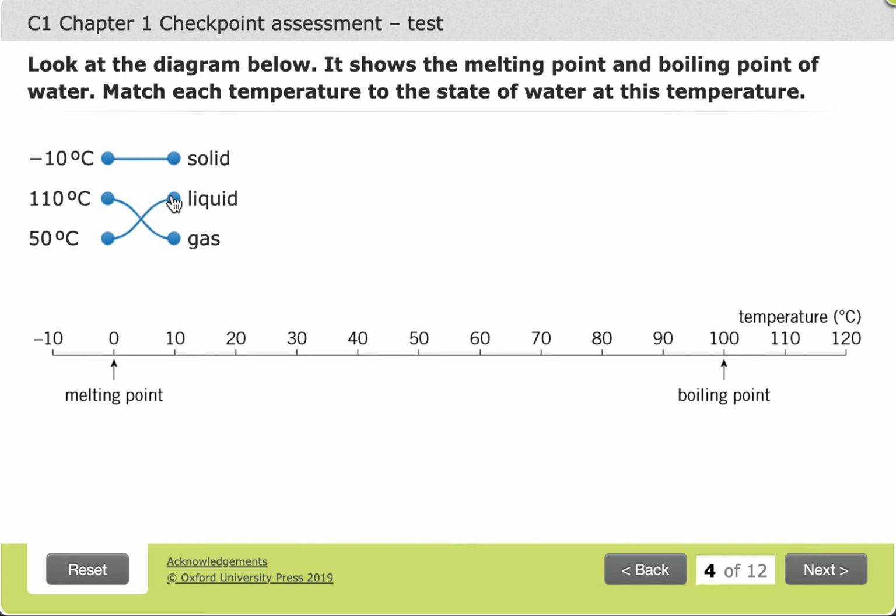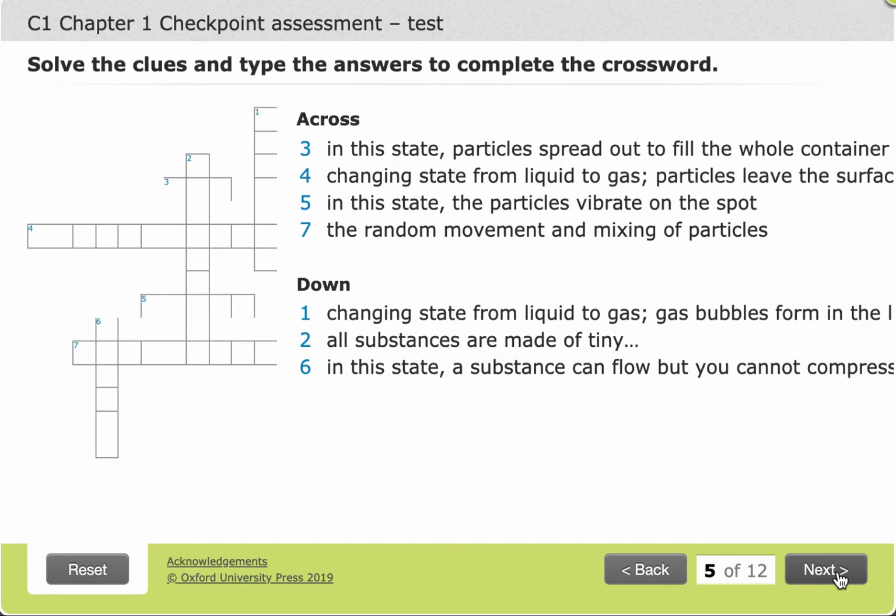That leaves 50 degrees as liquid. Well, we notice that is between the melting and the boiling point, and so hence it is in the liquid state. Oh, a crossword, right. Obviously, be careful with spelling here. Let's see if we can't make any mistakes here.